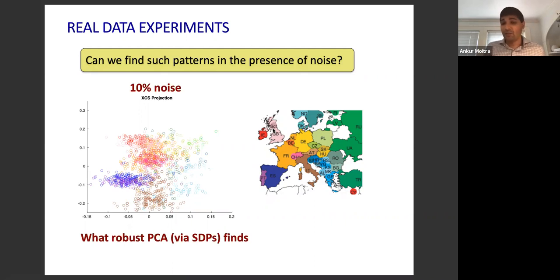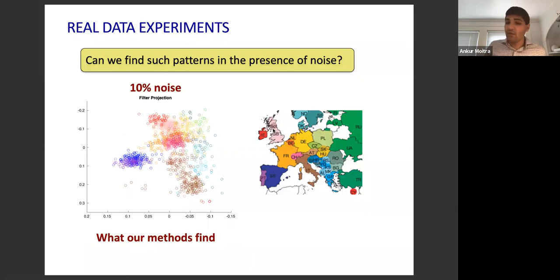And what we can do is, let's pretend that our distribution was a high dimensional Gaussian. Let's robustly estimate its covariance in a way that's resilient to 10% corruptions, and then look at that estimated covariance sigma hat and take the top two singular vectors. And when we project the data on those two directions, we get almost the same map of Europe as if there was no noise.